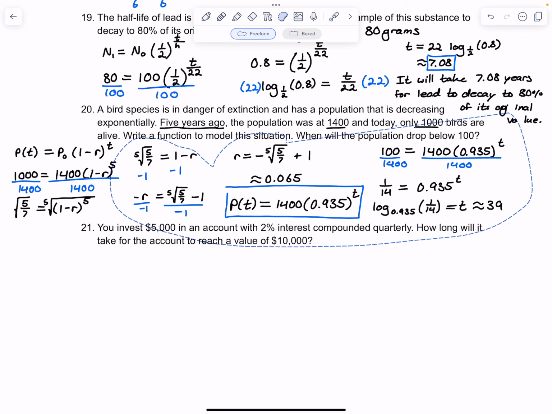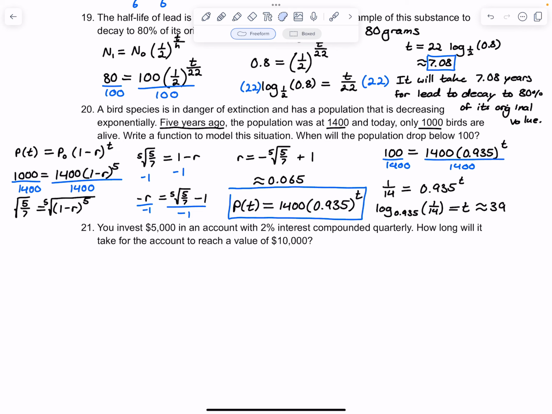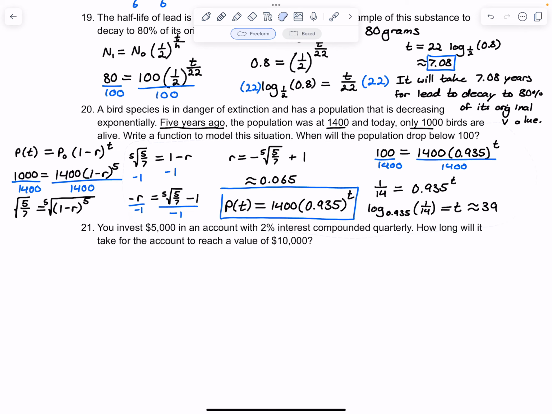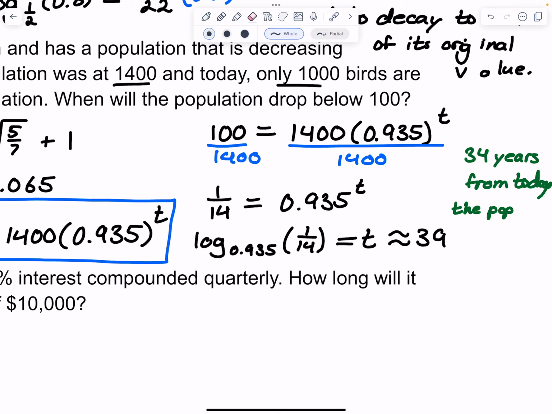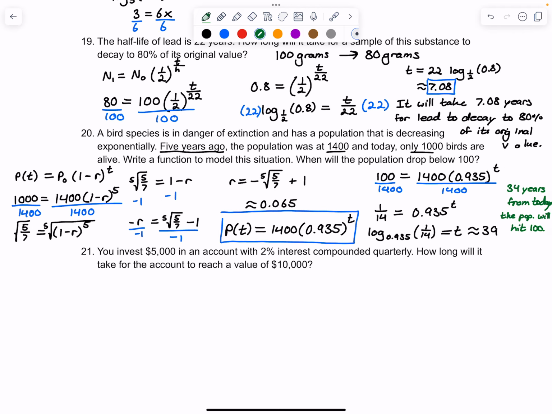So as a sentence, trying to fit it in here somewhere. Not sure I have room, but the answer is 34 years from today, the population will hit 100. And that is the answer to this question.